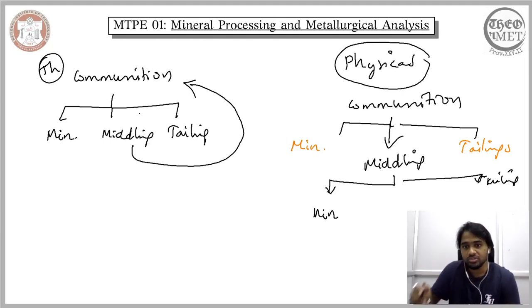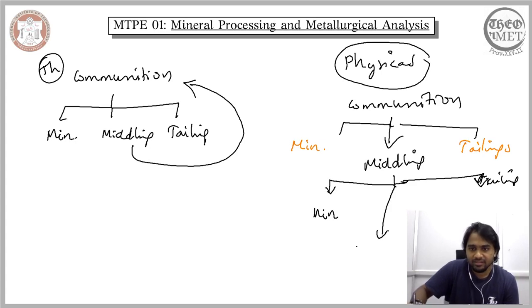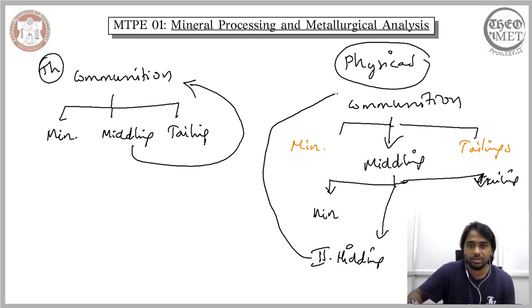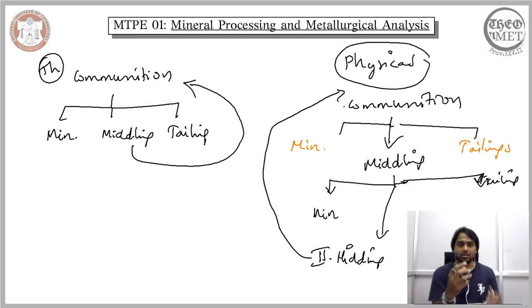Subsequently, you will not subject the entire middling to comminution. Instead, you would separate the middlings into minerals and tailings and the other middlings. Only after the separation would you subject this second degree middling to comminution. So depending on your consideration, the process chain you follow will vary.